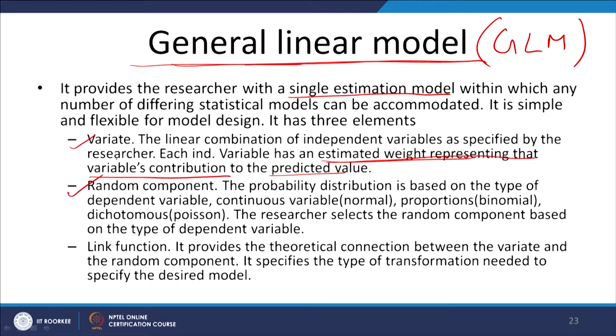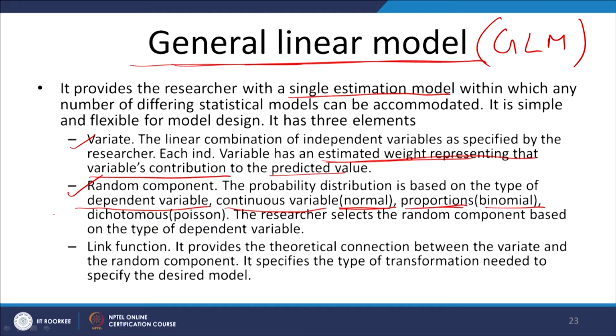Second, the random component. This says the probability distribution of the variables is based on the type of my dependent variable in the case of the general linear model. Suppose it is a continuous variable, which is the case when you are doing MANOVA or ANOVA, then you follow a normal distribution. Suppose you have proportions, ratio and proportion, then I will use my binomial distribution. The probability distribution would be binomial in nature.